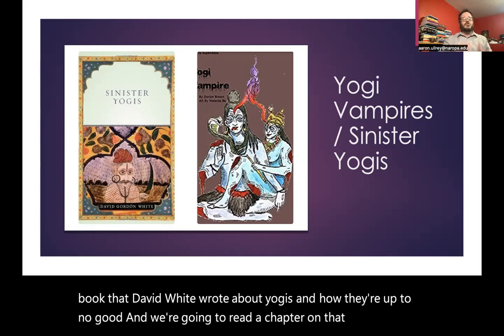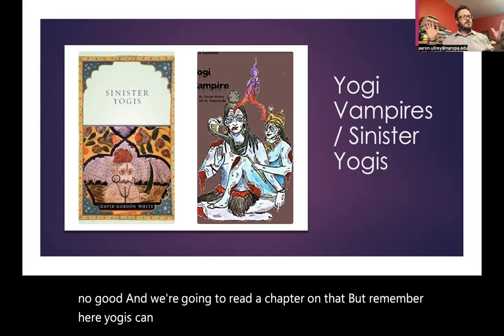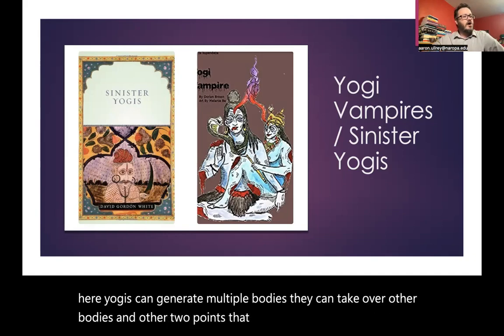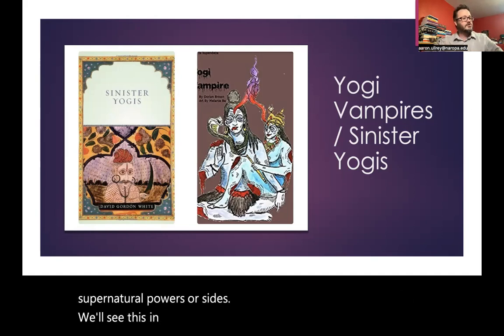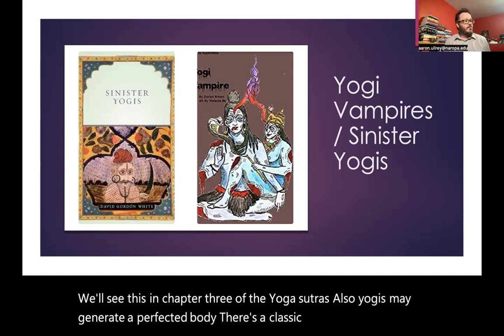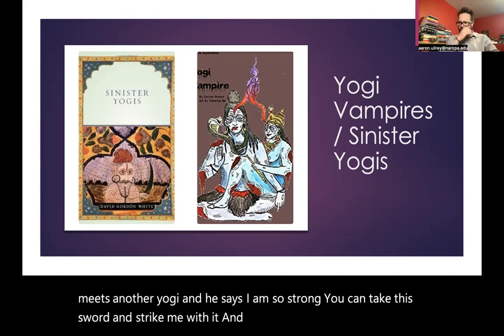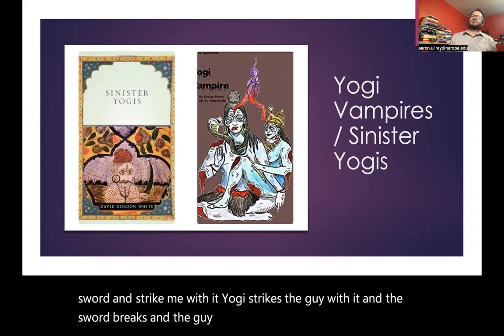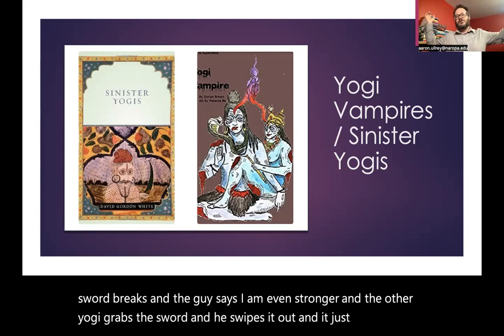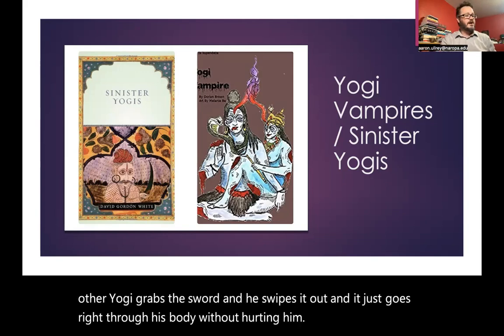But remember here, yogis can generate multiple bodies. They can take over other bodies. And the other two points that are grasped in here are that they gain supernatural powers or siddhis. We'll see this in chapter 3 of the Yoga Sutras. Also, yogis may generate a perfected body. There's a classic story about one yogi meets another yogi, and he says, I am so strong. You can take this sword and strike me with it. And the yogi strikes the guy with it, and the sword breaks. And the guy says, I am even stronger. And the other yogi grabs the sword, and he swipes it at him, and it just goes right through his body without hurting him. Yogis and perfected bodies.